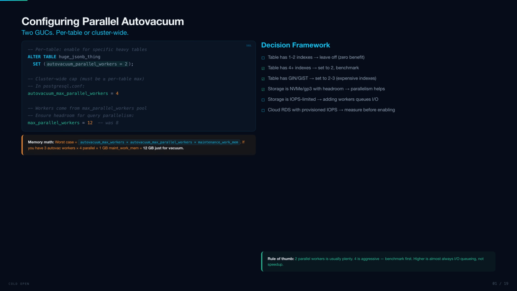So you need headroom. Here is the decision framework. Table has 1 to 2 indexes? Leave it off. 0 benefit. Table has 4 or more indexes, especially GIN or GiST? Set to 2, benchmark. Storage is NVMe or gp3 with headroom? Parallelism helps. Storage is IOPS limited? Adding workers just queues I/O. Rule of thumb, 2 is usually plenty. 4 is aggressive. Higher than 4 is almost always I/O queuing, not speedup.